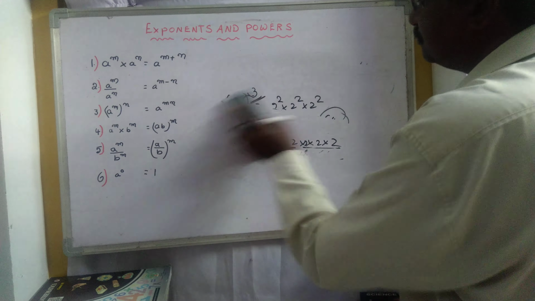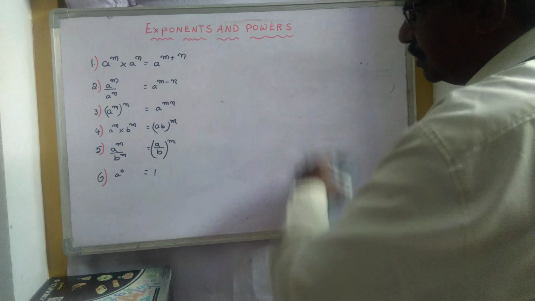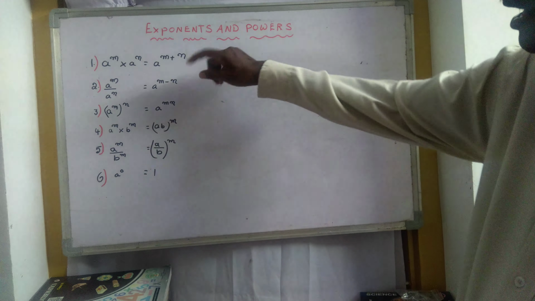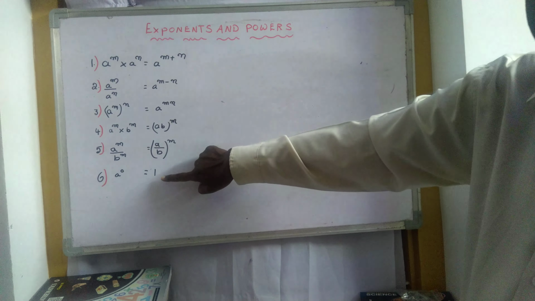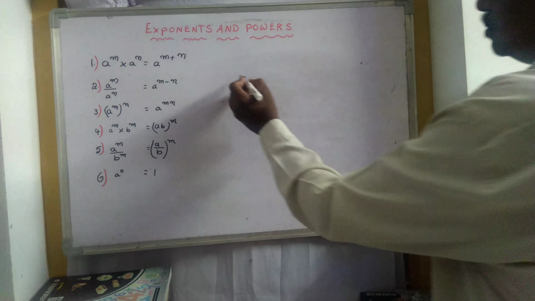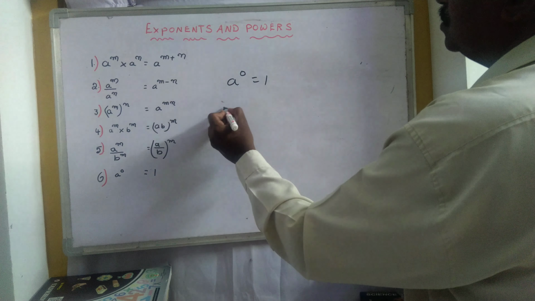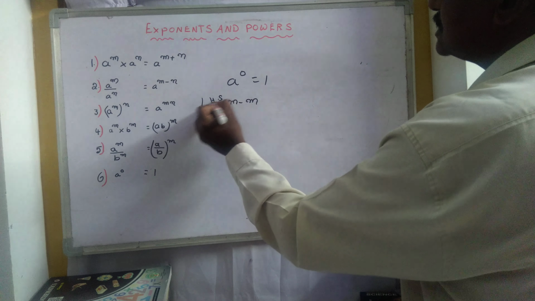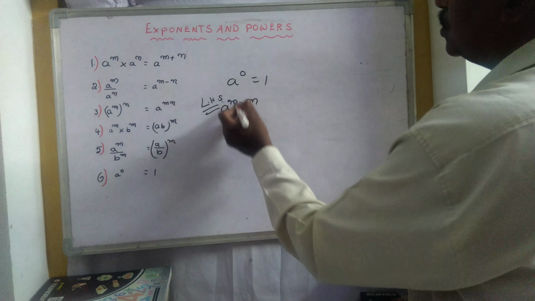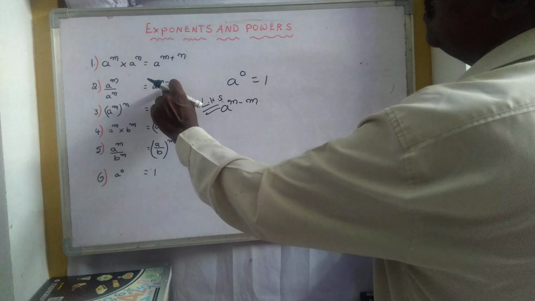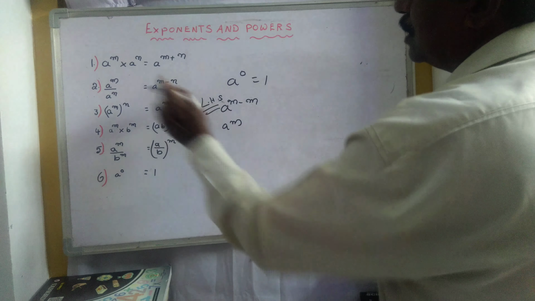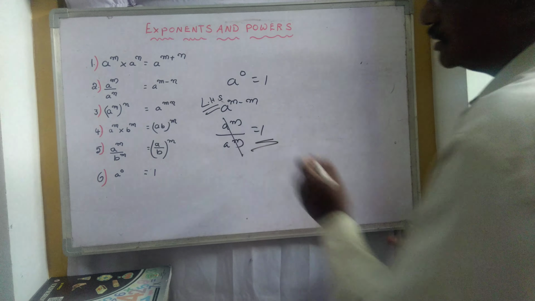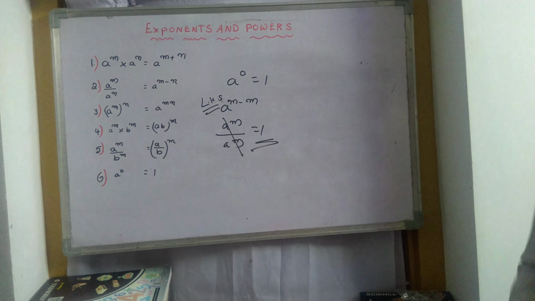And the last one, a to the power of 0 is equal to 1. How can you say a to the power of 0 is equal to 1? You have to use the above formula. Look into the board. A to the power of 0 is equal to 1. You have to write 0 as m minus m. Think of the LHS as a power m minus m. So if you use the formula a power m by a power n, in place of n, m is there. A power m by a power m cancels, that is equal to 1. So this is the proof of a to the power of 0 is equal to 1.